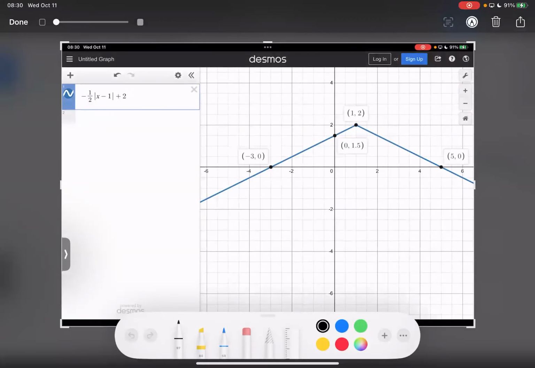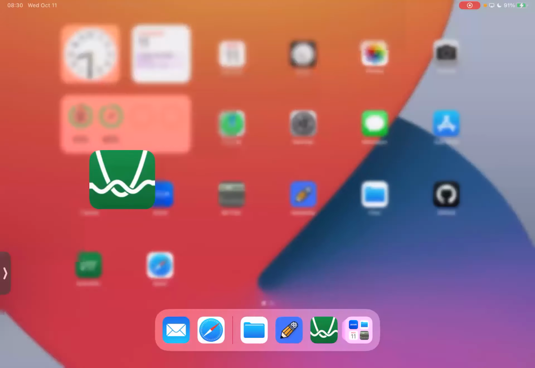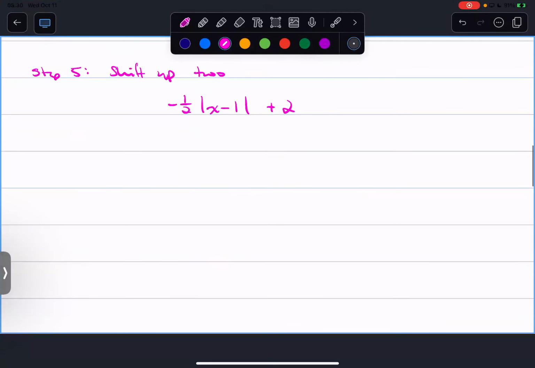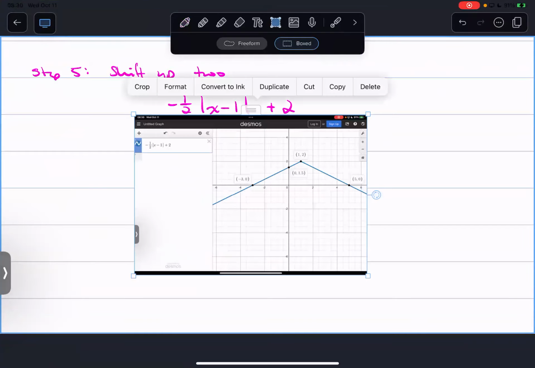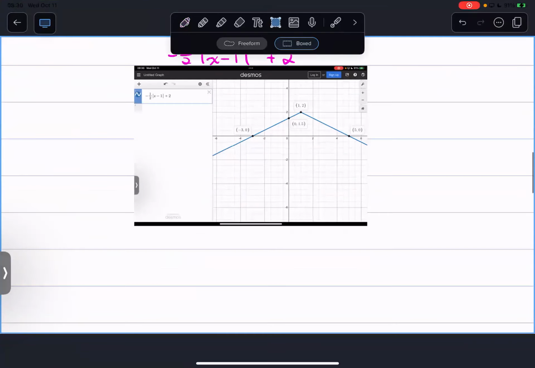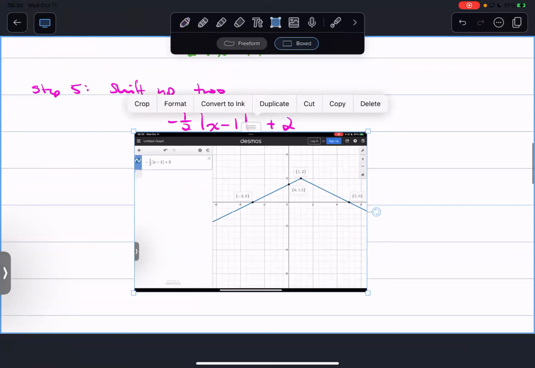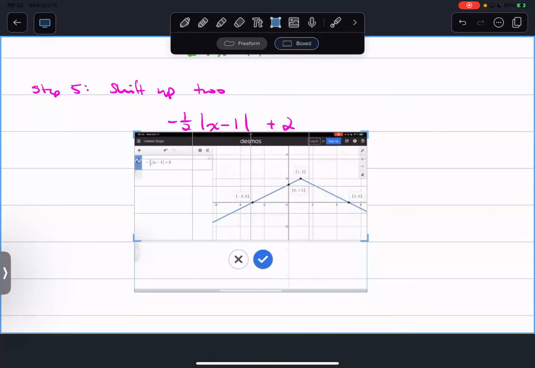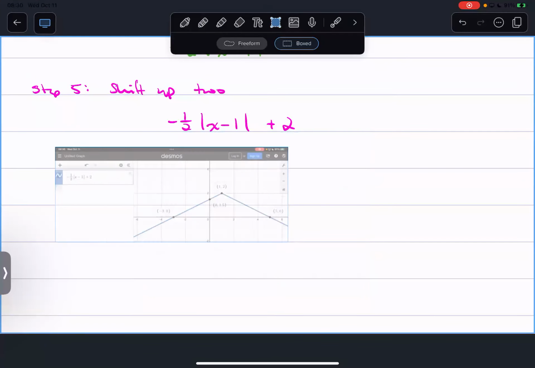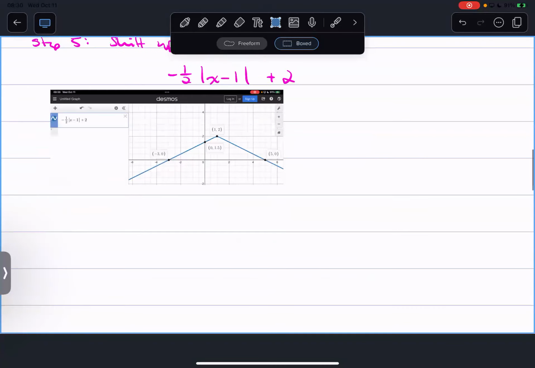And I'll bring this in. I'm gonna crop this. Oh, try to crop this up. All right.